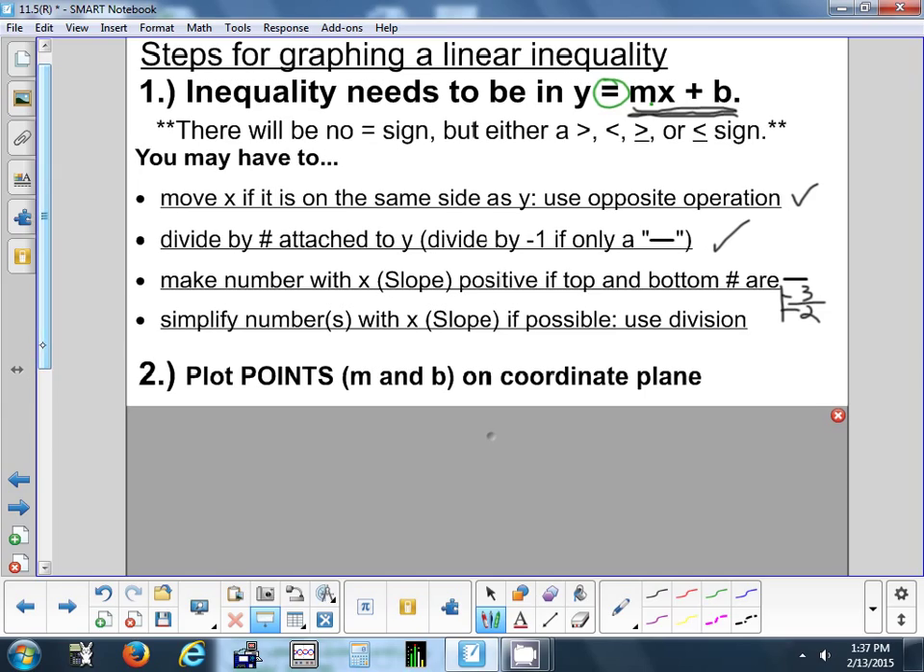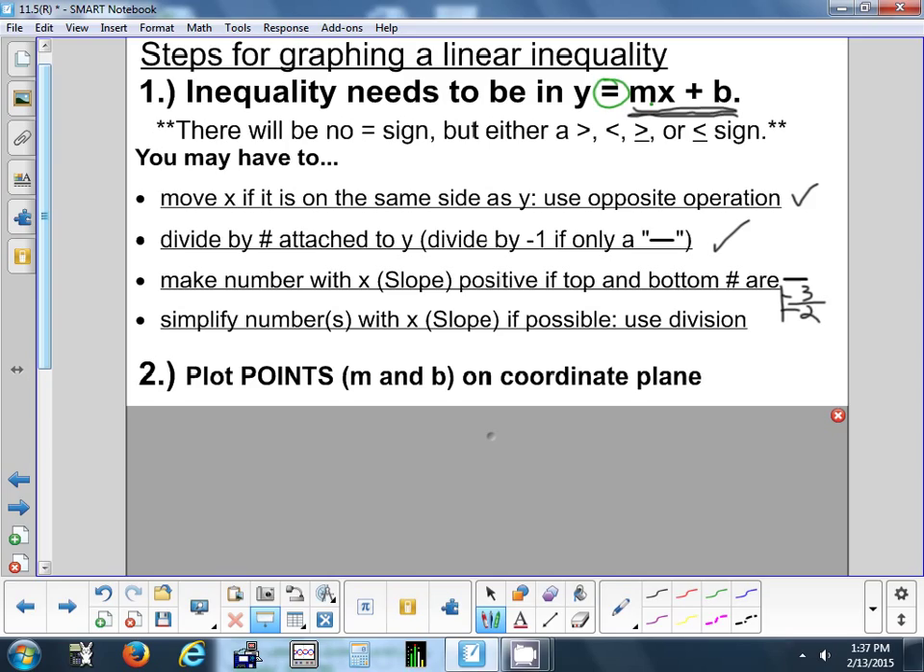Okay, so that's step 1. Get everything so y is by itself. Any other questions on step 1? Okay, step 2. Now once you get y by itself, now you have to draw it.